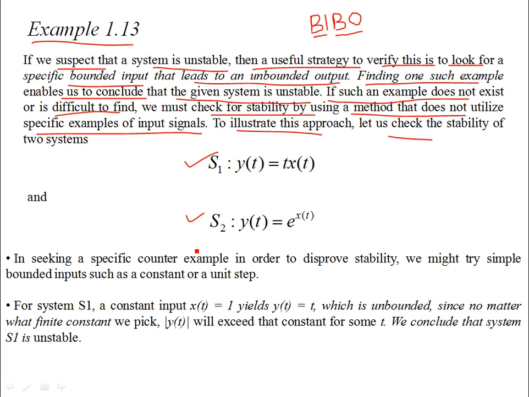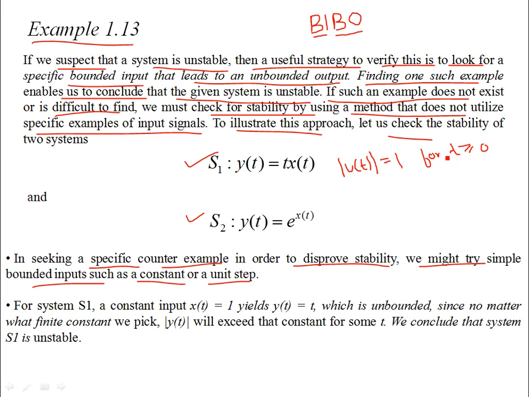let's try to seek a specific counterexample in order to disprove the stability. We might try a simple bounded input such as a constant or a unit step. The unit step is a bounded input: the magnitude of u(t), for t greater than or equal to 0, is never greater than 1. So this is the bounded input.